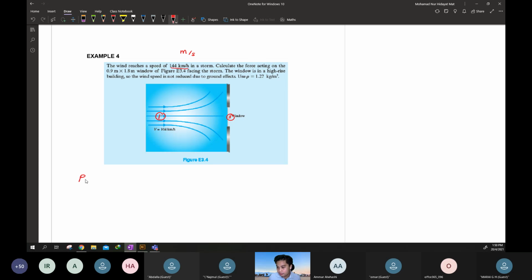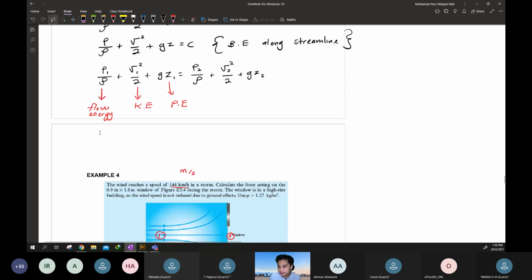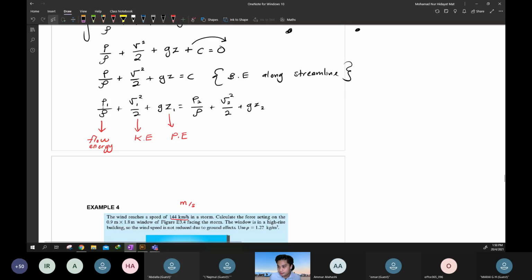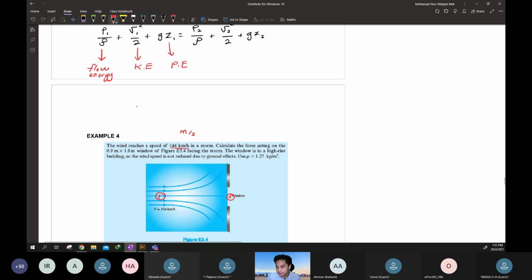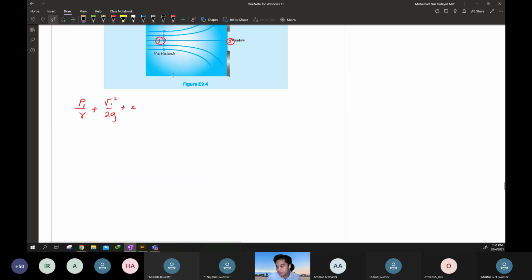P1 over gamma, okay, the gamma is another simplification. When you divide with the gravity, P1 over gamma plus V1 squared over 2g, plus Z1, equal to P2 over gamma plus V2 squared over 2g plus Z2. You can see I divide gz with gravity, so this is Z.